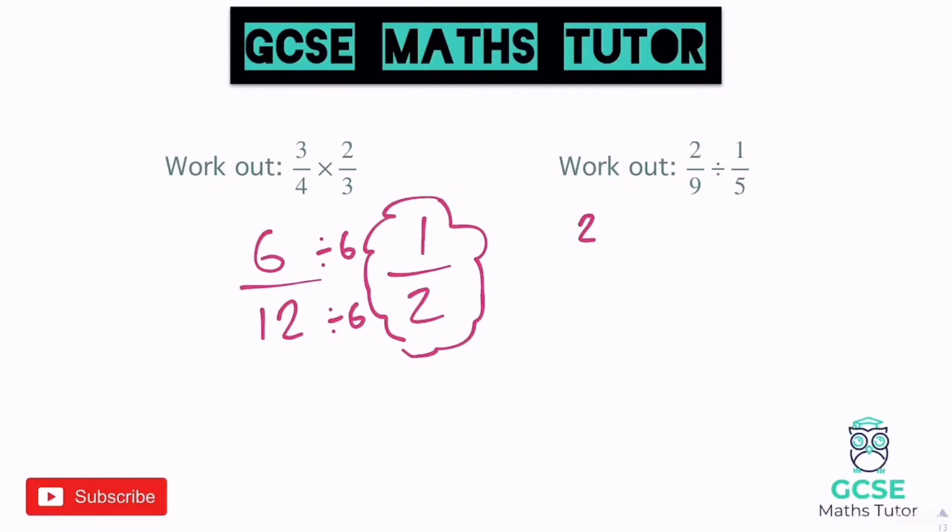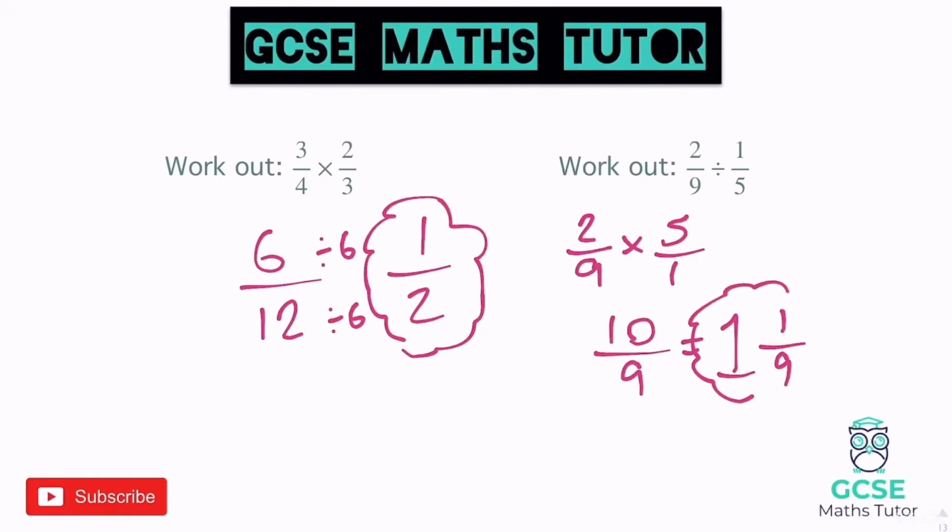We keep the first fraction the same, we flip the second one over, and we multiply them together. So times in the top numbers just like before, 2 times 5 is 10, 1 times 9 is 9, and again we'd normally be asked to write our answer in its simplest form or as a mixed number, and here it is an improper fraction. 9 fits into 10 once, with a remainder of 1/9 left over, so 1 1/9 would be my final answer there, and that's dividing fractions.